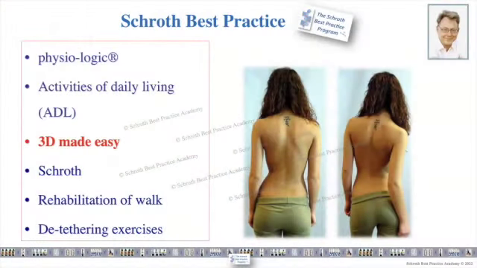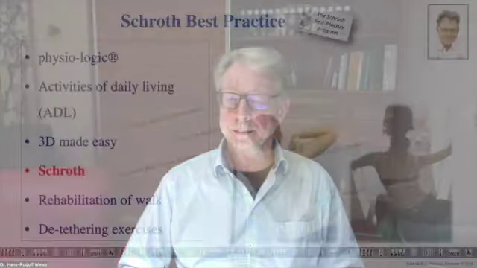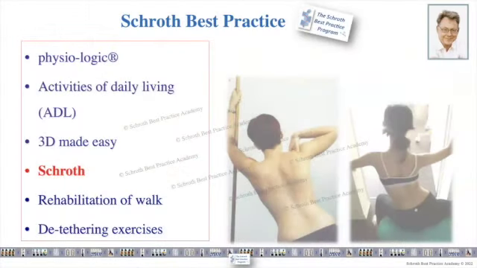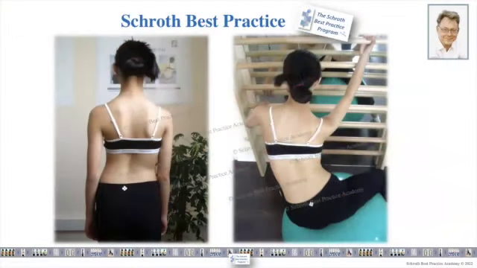The third SBP module is 3D Made Easy, the first step to 3D correction. Within this module, it is easy for the patient to acquire the skills necessary for the performance of the Schroth program later on. The fourth SBP module is Schroth. As can be seen, the program aims at an overcorrection, at a mirroring of the deformity.